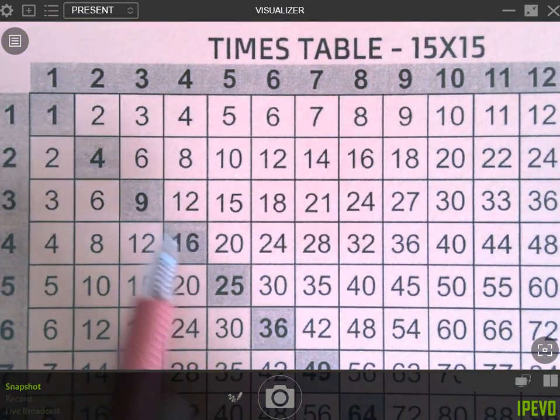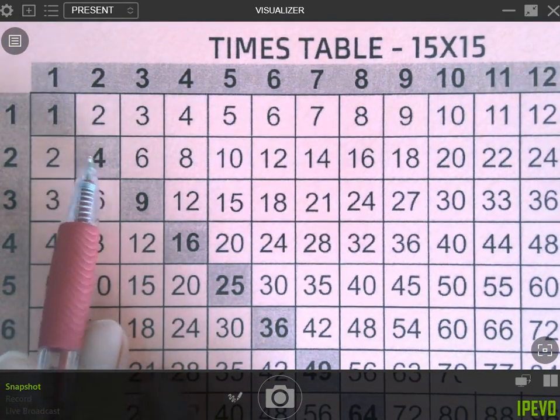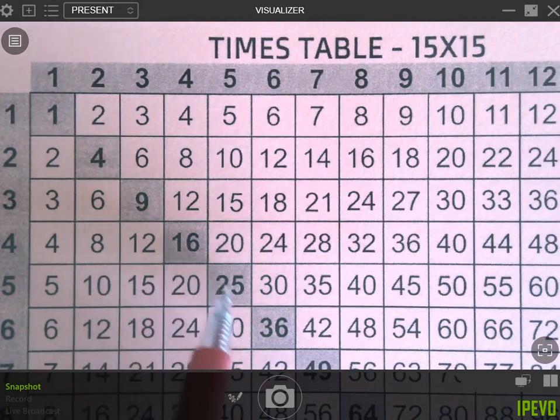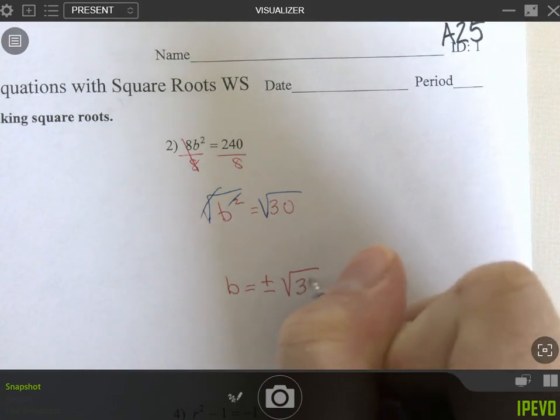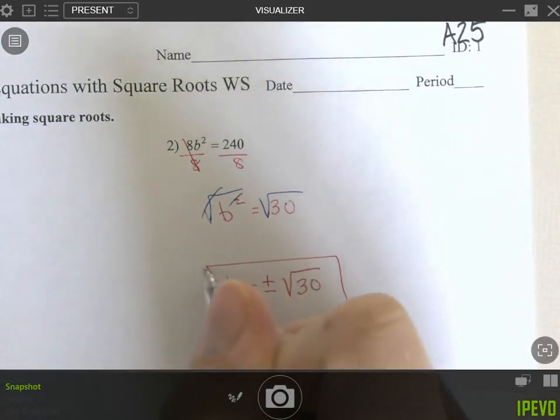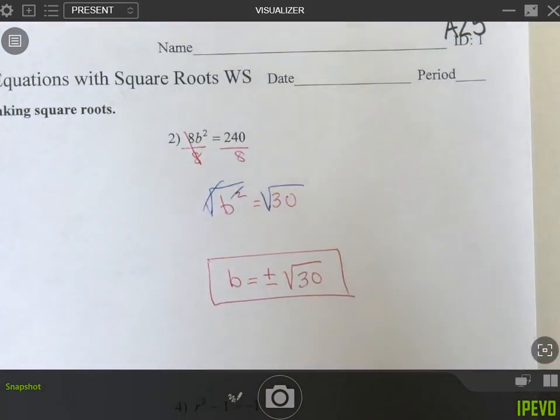1. Okay, so that's not breaking down. 4 doesn't divide evenly. 9, 16, 25 is too high. So guess what? It just stays. There's a solution. It just stays as the square root of 30. We can't break any roots out. So that one was actually pretty simple, but you do have to try.